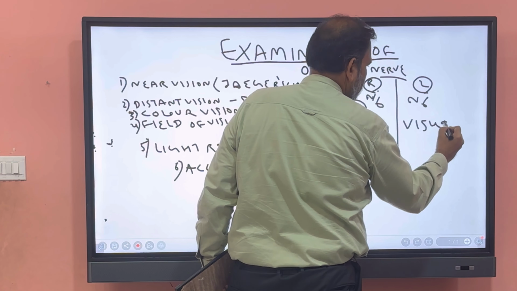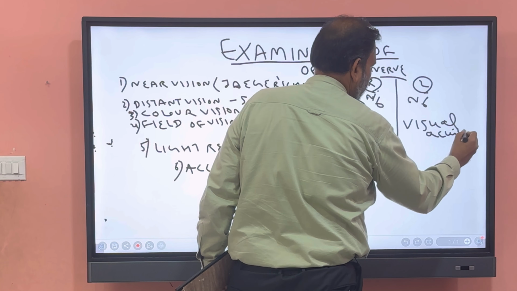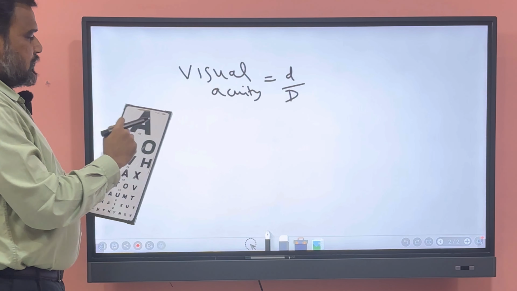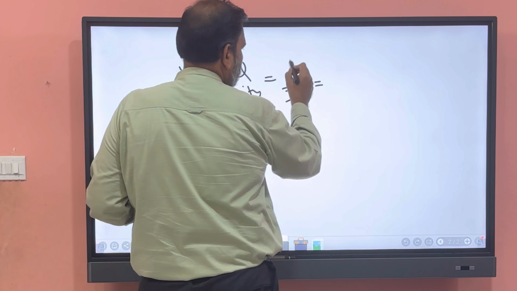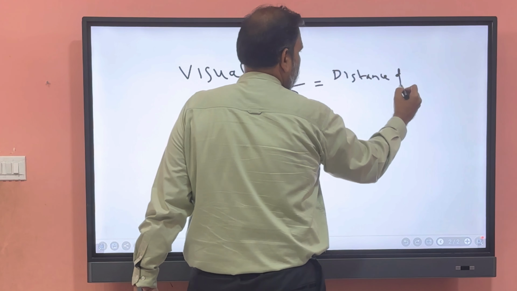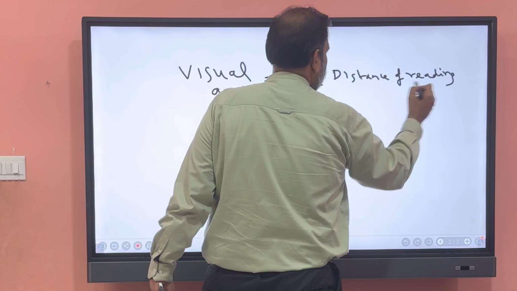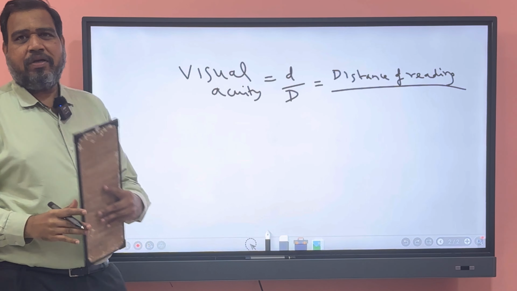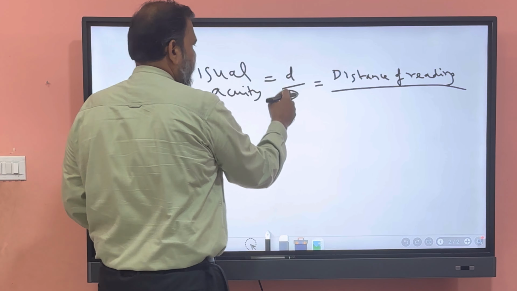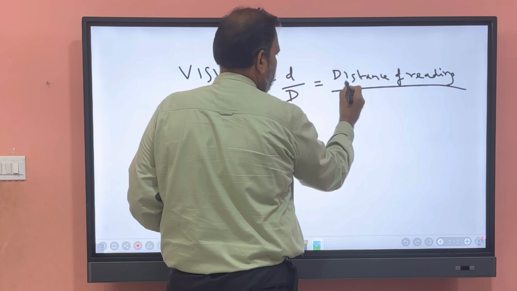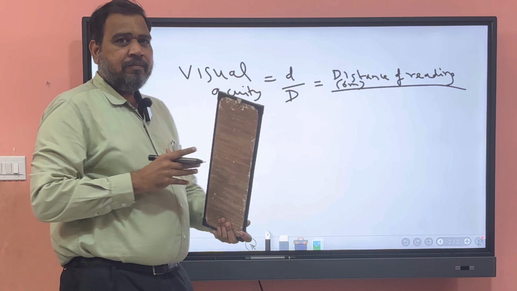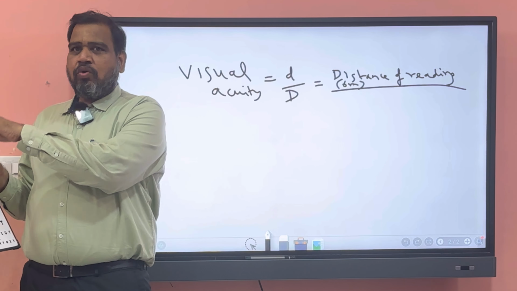In distant vision there is a term called visual acuity, small d by capital D, tested using the Snellen chart. Small d is always fixed, the distance of reading. Small d is the distance at which he is reading, which is 6 meters. Mostly we ask the subject to sit at a distance of 6 meters. Capital D is the distance at which that line should actually be read.